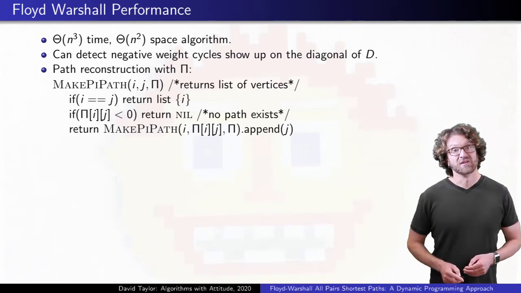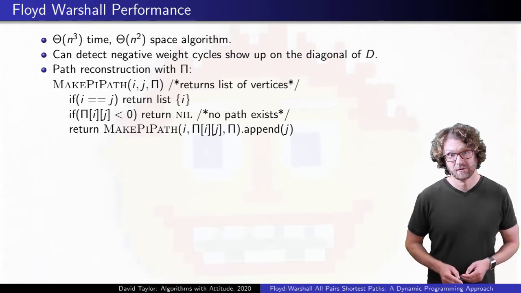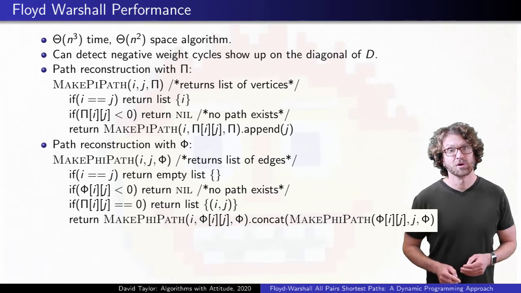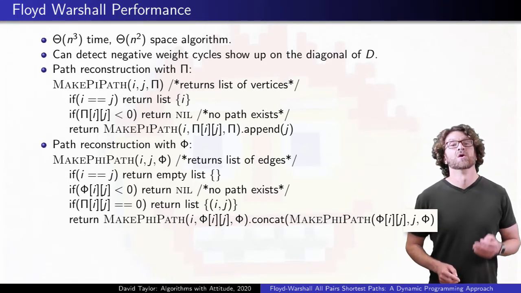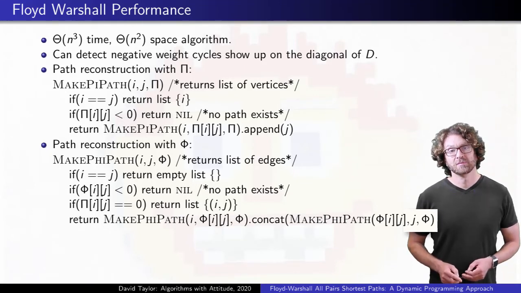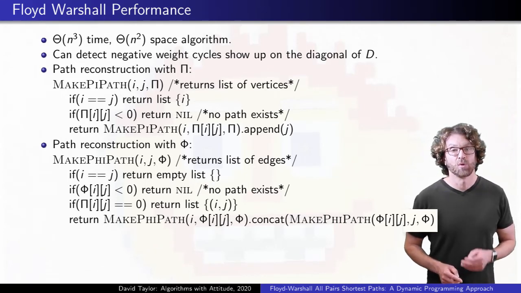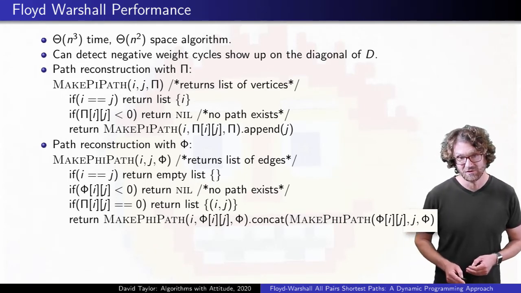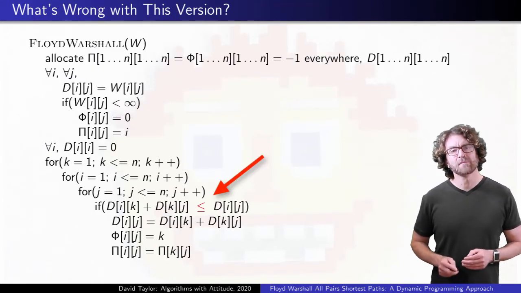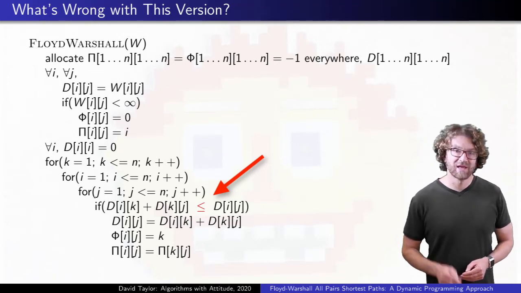The pi table gives an elegant way to reconstruct the path with one lookup per vertex on the path. The way I've written it, the phi table isn't quite as elegant. It has one lookup per internal vertex and one lookup per edge, so about twice as many. Still, either can be used to recursively reconstruct any shortest path in time proportional to the number of its edges. To test your understanding, what happens if we make this one minor change to the algorithm, changing that less than to a less than or equal?